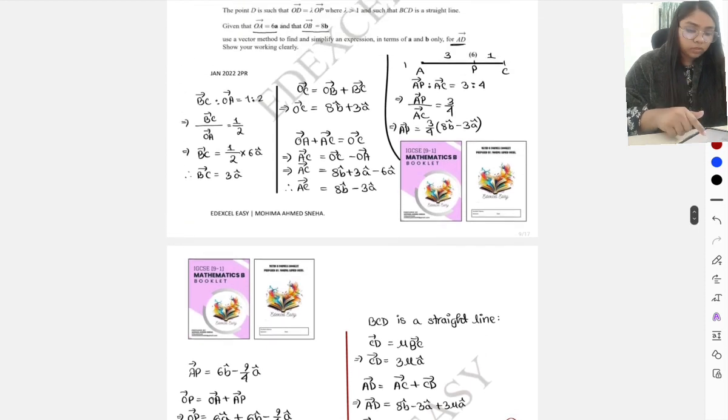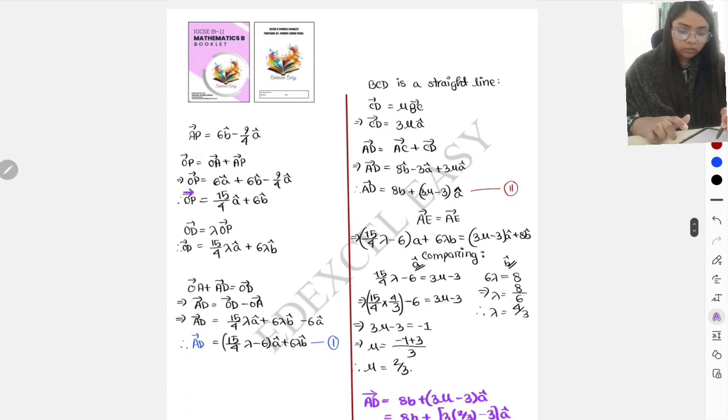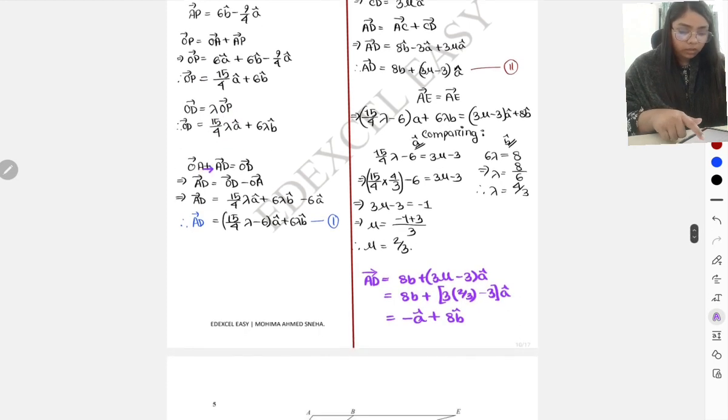I'll go over the maths once again. We calculated the length of BC using the ratios for BC and OA. Then we calculated OC using this BC, and then we calculated AC using this OC and OA, and then finally we calculated AP using the ratio of AP to AC, and then we moved on to calculate OP using AP, and then OD using the ratio lambda OP. Finally, we calculated the first expression for AE using this OD and OA, right? This is the first expression.